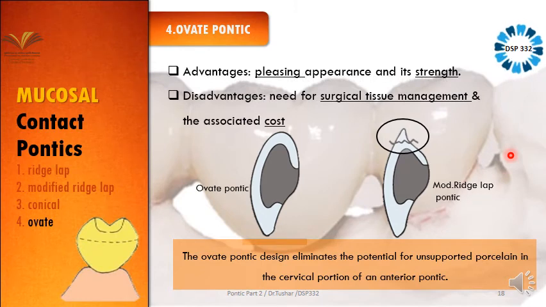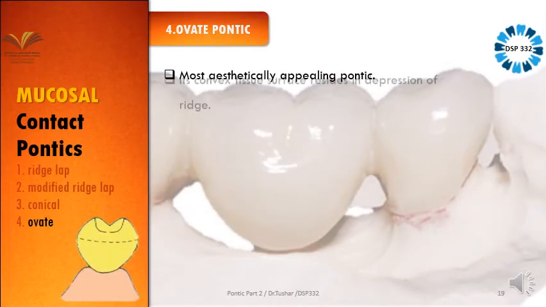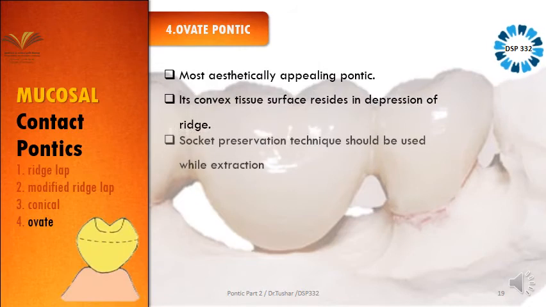Along with this advantage, we have certain disadvantages. The disadvantage is that sometimes, if you fail to do a socket preservation technique, or if your patient has a history of extraction 4 to 5 months before, in that case, if you wish to give an ovate pontic, you have to go with some surgical tissue management. So that is the drawback. That will also increase the cost. This we have already seen.